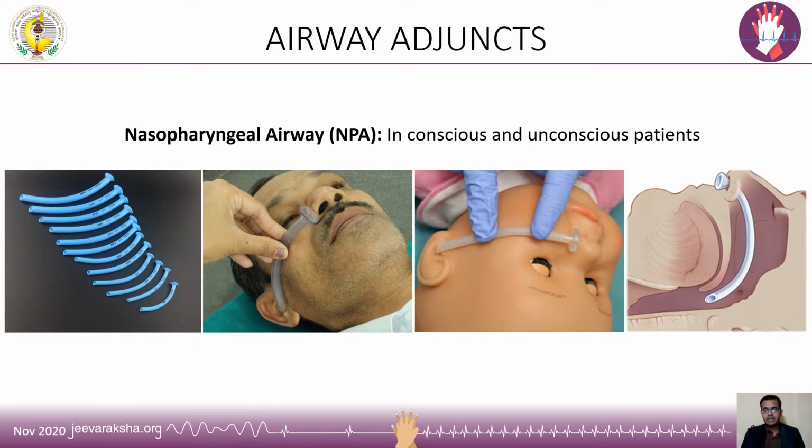And how do you insert it? You are going to put a lubricating jelly around the nasopharyngeal airway, and you're going to push it perpendicular to the face so that it goes in from the nose and goes to the oropharynx. Once it goes to the oropharynx, the tongue is pushed anteriorly so that the tongue obstruction is relieved and there is a good conduit for passage of air.